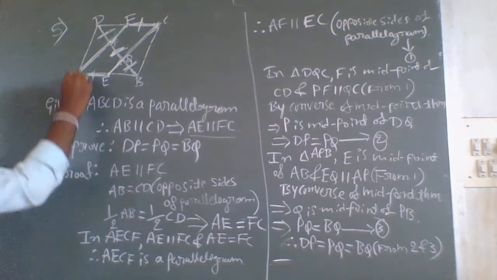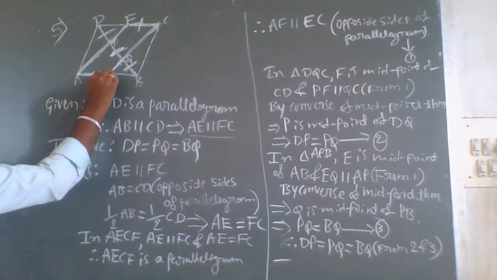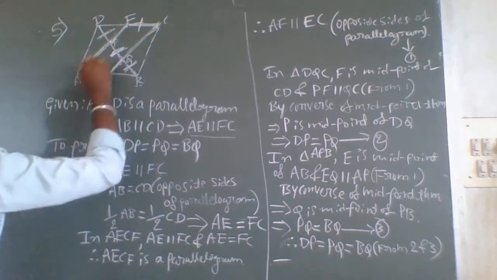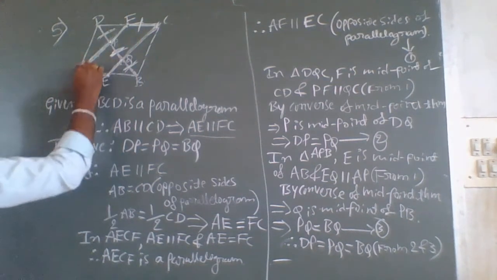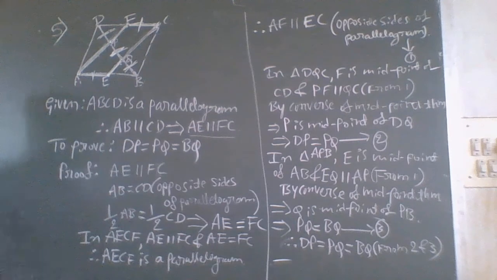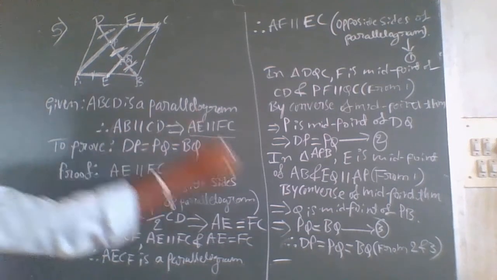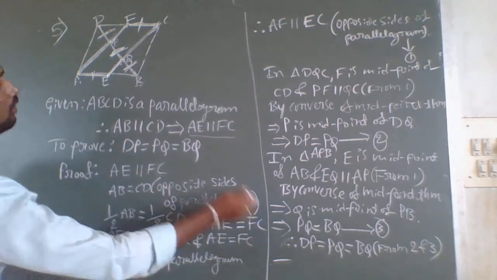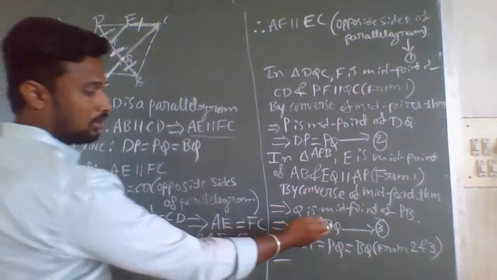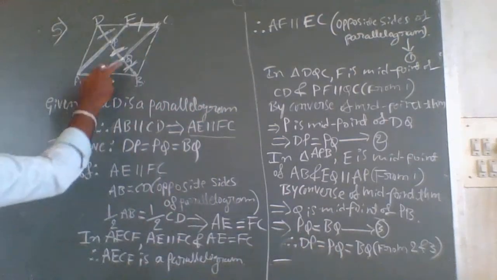So now again we will consider triangle APB. Here we know E is the midpoint and EQ is parallel to AP. Why? We proved that EC is parallel to AF, and EQ and AP are parts of EC and AF. Therefore, EQ is parallel to AP. And E is the midpoint. Therefore, again by the converse of the midpoint theorem, Q is the midpoint of PB. And by this, PQ should be equal to BQ. So here we got the third equation: PQ is equal to BQ.